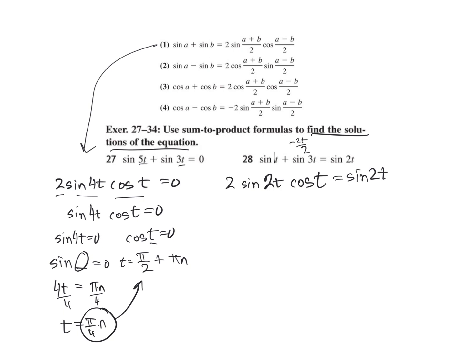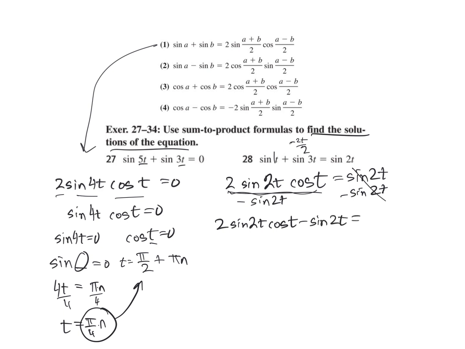So let's subtract the sine of 2t from both sides. Be careful, you can't subtract it from this group here, okay? You have to subtract it from the total. So here's what it looks like. 2 times the sine of 2t cosine of t minus the sine of 2t.